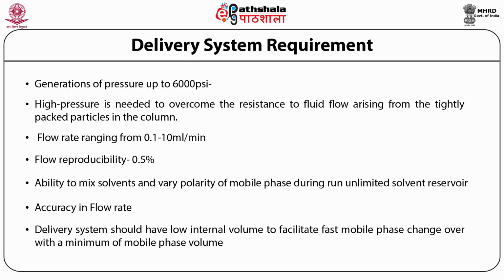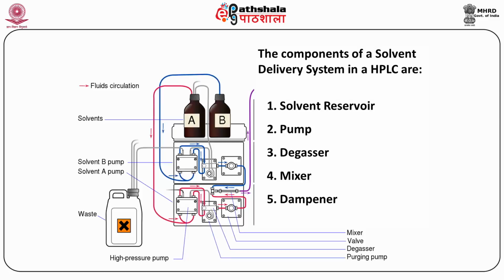The components of a solvent delivery system in an HPLC are solvent reservoir, pump, degasser, mixer and dampener. Solvent reservoirs are provided to store the mobile phase. These are usually made of glass. The mobile phase may be a liquid of single composition or a mixture of different solvents. If it is a mixture, it may consist of polar and non-polar solvents mixed in variable proportions depending on the composition of the sample. Therefore, the solvent delivery system in HPLC consists of a single reservoir or multiple solvent reservoirs. To facilitate the solvent flow under high pressure, valves are provided. These valves also allow rapid refilling of the solvent reservoirs.